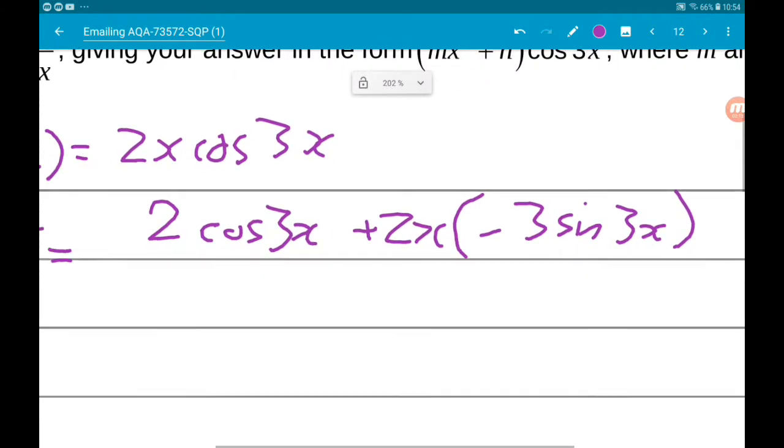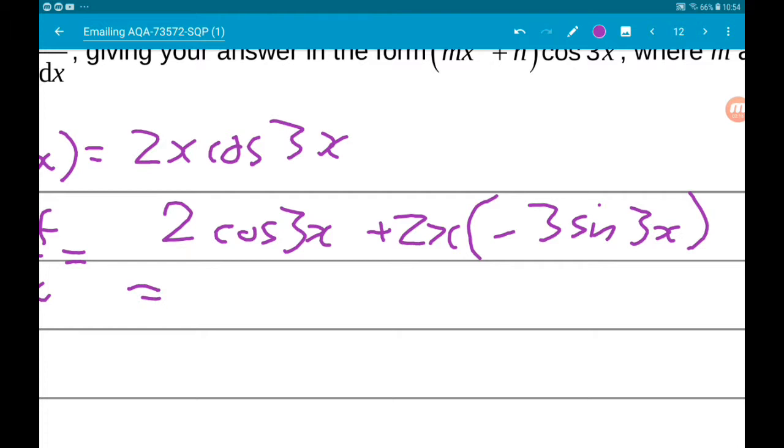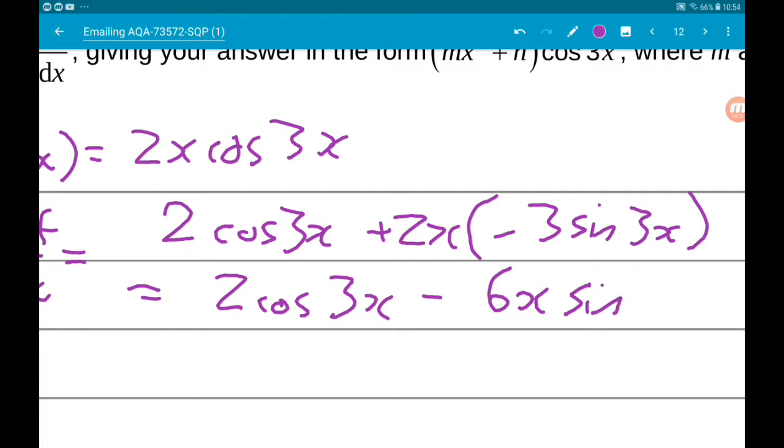So that gives us 2 cos of 3x minus 6x sine of 3x.